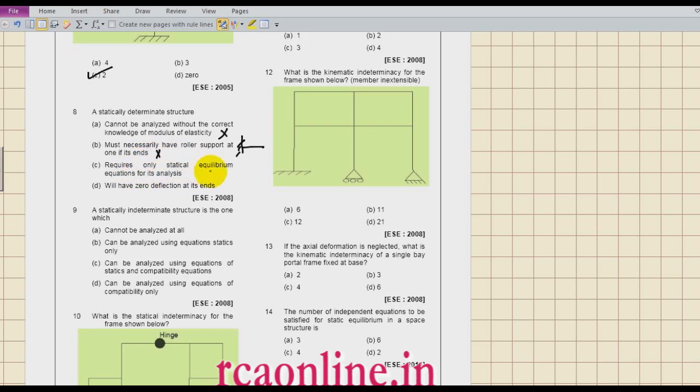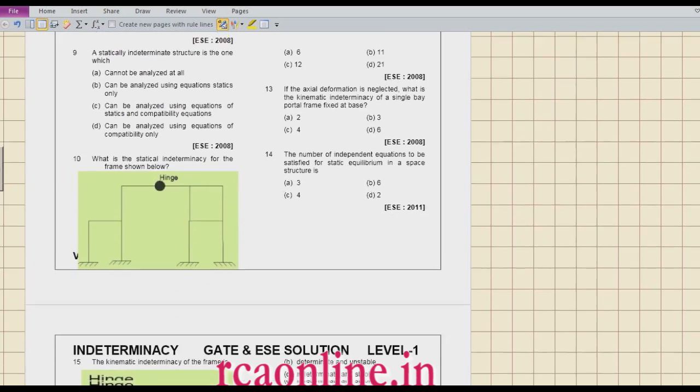Require only static equilibrium equations for its analysis. Yes, this is right. Will have zero deflection at its ends. No, not necessarily. Right. So what is the right answer? C. Come to the next problem.